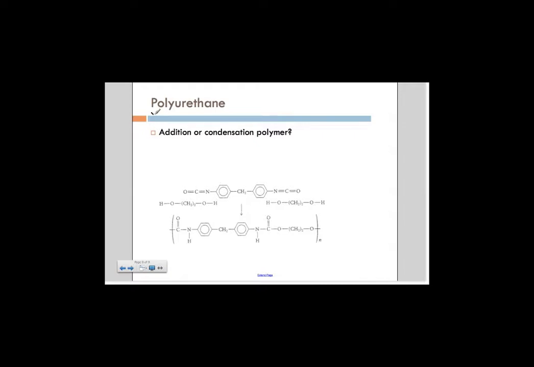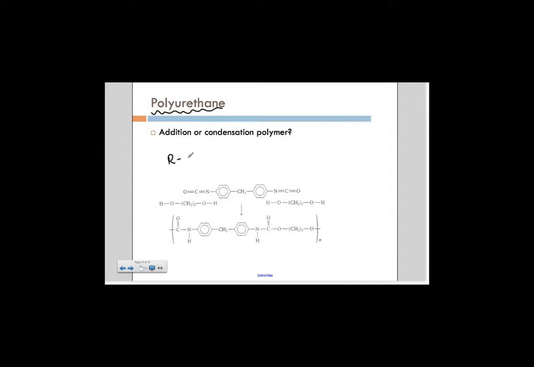Okay, the last example I want to talk about is polyurethane, which I'm sure you've heard of before, and so that's why we need to talk about it. It's the stuffing in your couch most likely, but it's used for a ton of different applications. What's interesting about polyurethane is it's difficult to classify as either addition or condensation. And so let's talk about what this polymer looks like.